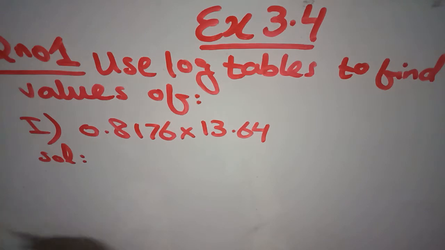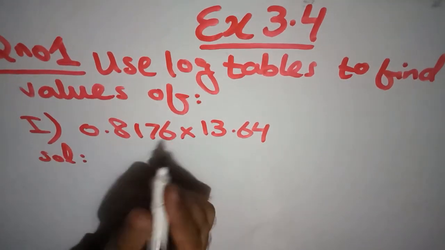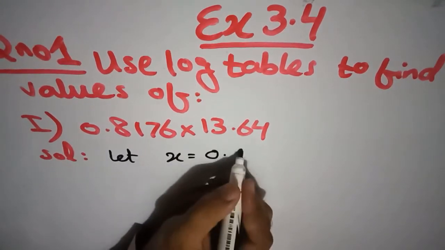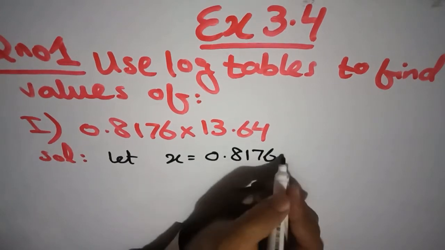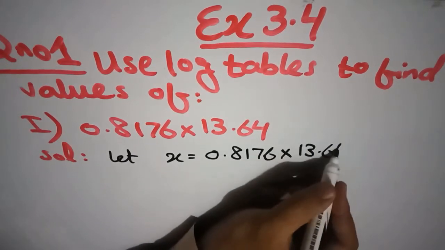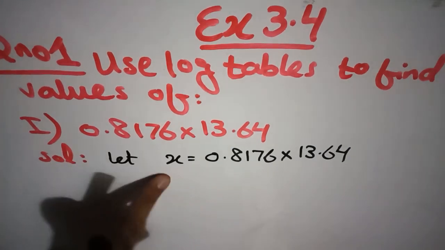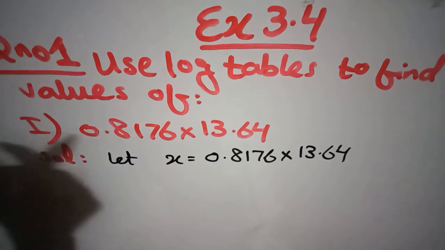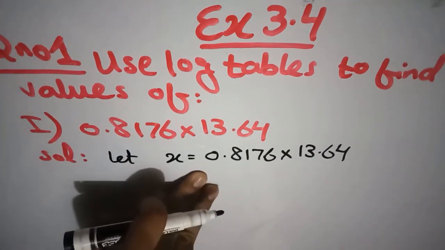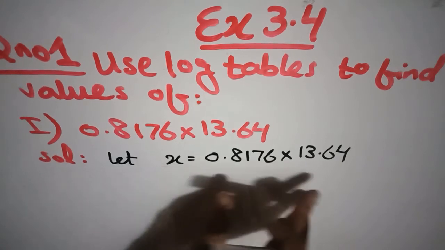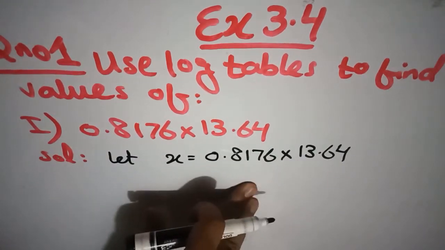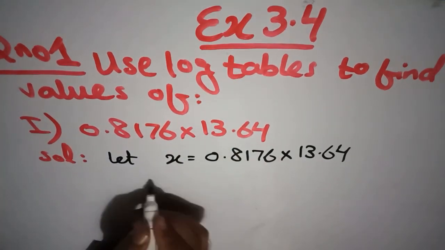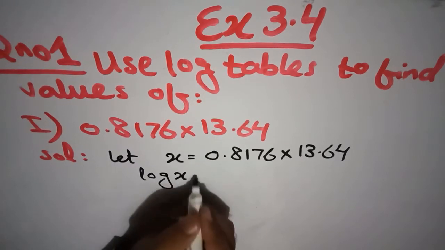In the solution, first of all, let this number be equal to x. Let x is equal to 0.8176 multiply by 13.64. After letting it, you will take the logarithm. But let me tell you, first you will change the form of the values; you will just put it into a standard form. But let's move towards the next step. Take the log of both sides.